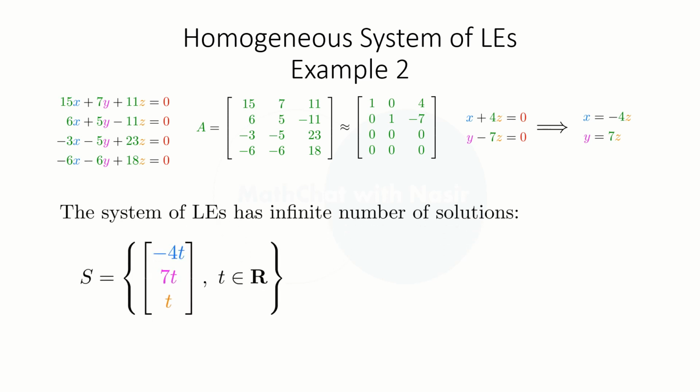The equations have an infinite number of solutions. We can obtain the basis of the solution subspace by substituting any real number for t. Let us substitute 1 for t. Therefore, the basis of the solution set S is -4, 7, 1. As the basis contains one vector, the dimension of the solution subspace is 1.